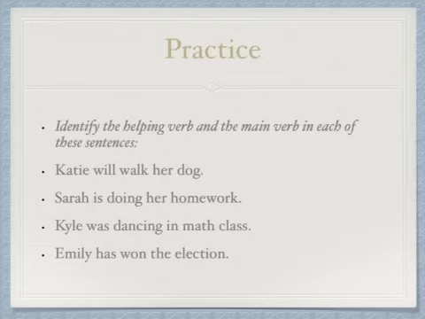In the sentence, Katie will walk her dog, will is the helping verb, and walk is the main verb. In the next sentence, is the helping verb, and doing is the main verb. In the third sentence, was is the helping verb, and dancing is the main verb. In the last sentence, has is the helping verb, and won is the main verb.